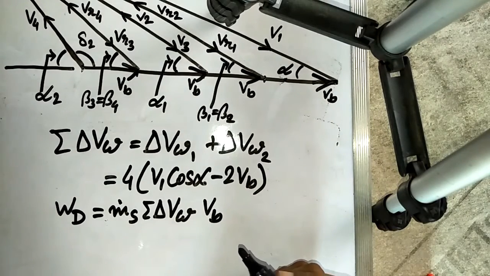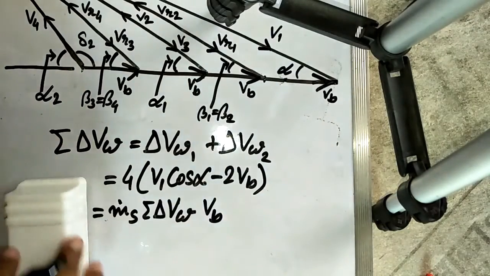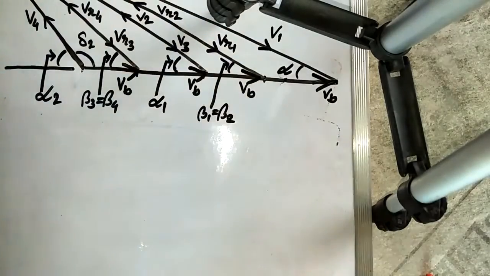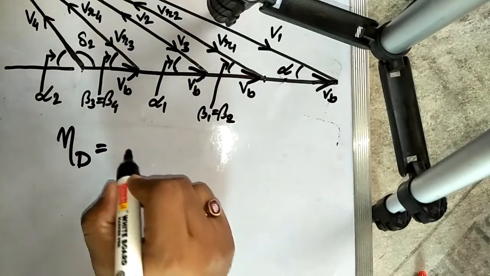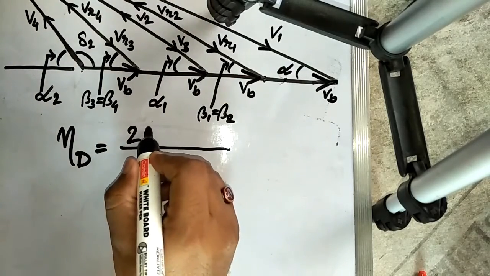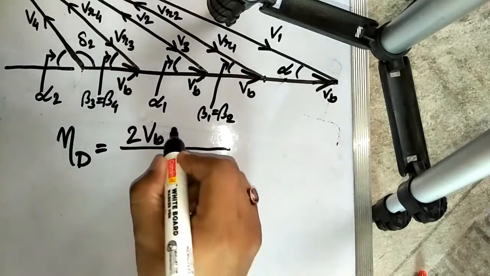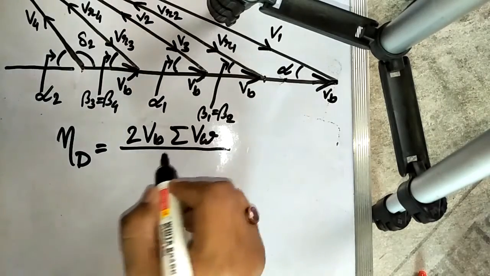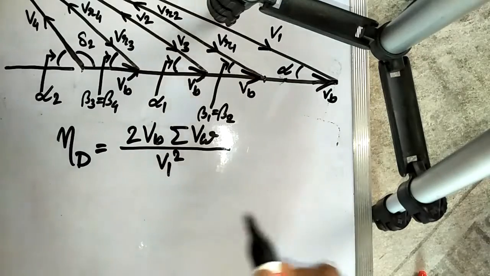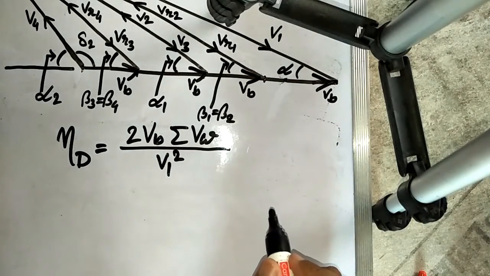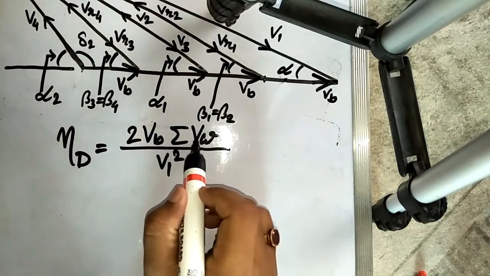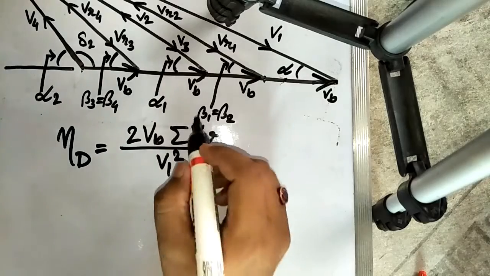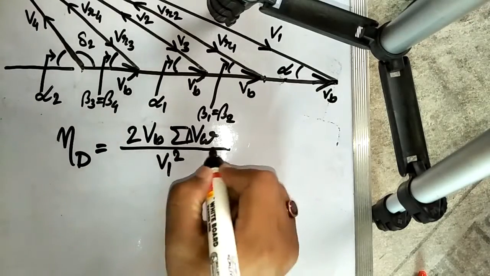And the diagram efficiency, eta_D, is equal to 2 into vb into the summation of Δv_ω by V1 square.